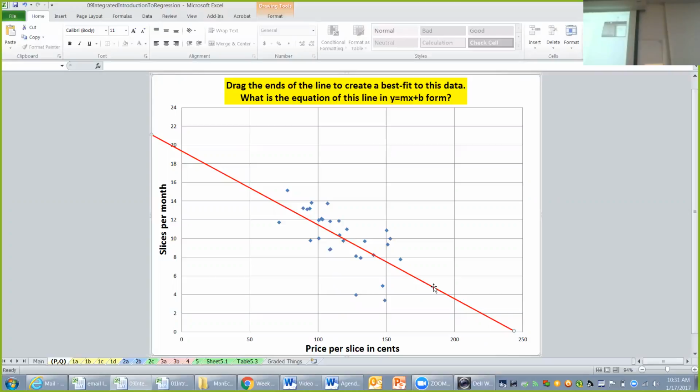So y equals mx plus b, right? So slope-intercept form. So y-intercept is q. So really we're in q equals slope times the price per slice plus the intercept.